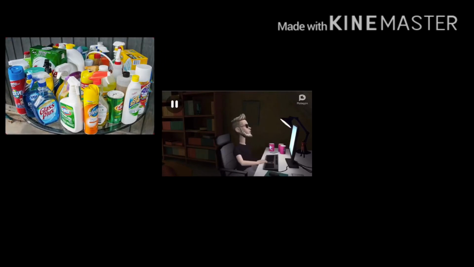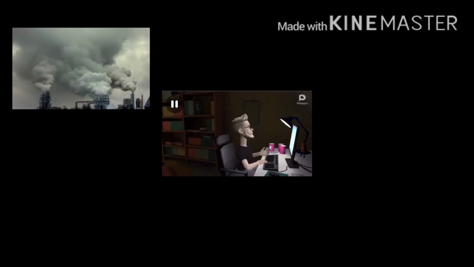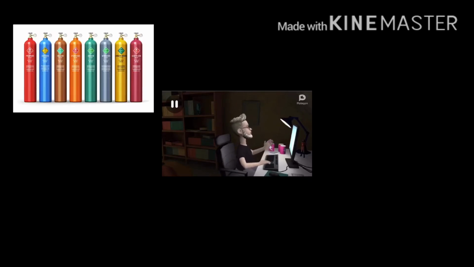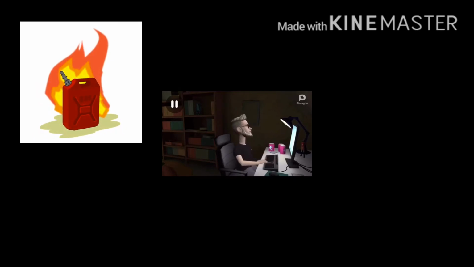Fourth is the chemical hazard. It is a type of occupational hazard caused by exposure to chemicals in the workplace. Exposure to chemicals in the workplace can cause acute or long-term detrimental health effects. The examples here are liquids like cleaning products, vapors and fumes, gases like acetylene, and flammable materials like gasoline.